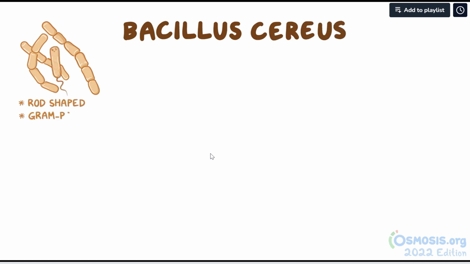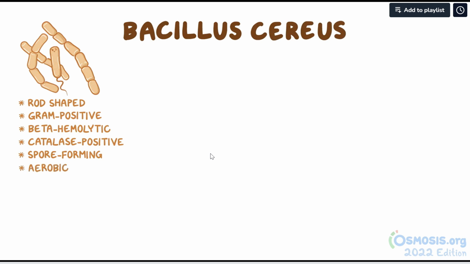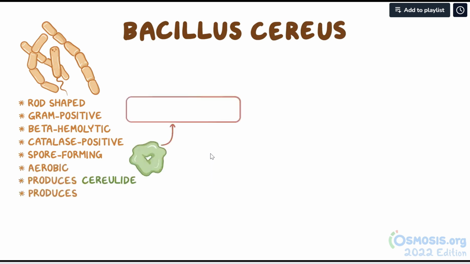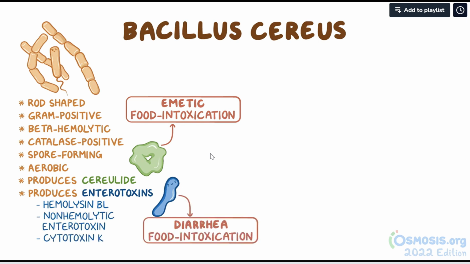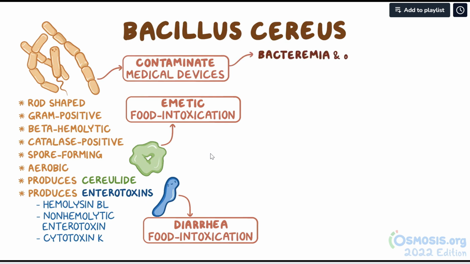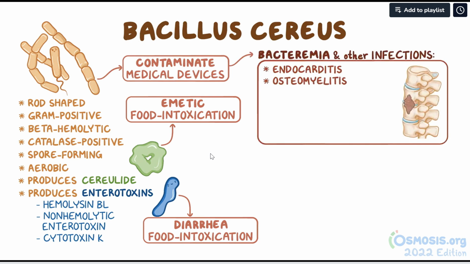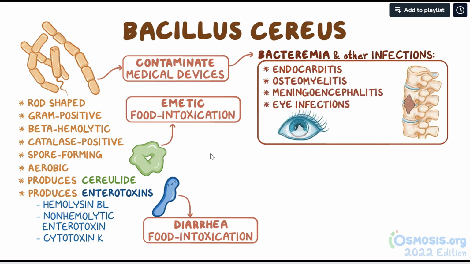Alright, as a quick recap. Bacillus cereus is a rod-shaped, gram-positive, beta-hemolytic, catalase-positive, spore-forming aerobic bacteria. It produces a toxin called cereulide, which causes the emetic form of food intoxication, and 3 enterotoxins, called hemolysin BL, non-hemolytic enterotoxin, and cytotoxin K, which cause the diarrhea form of food intoxication. Sometimes this bacteria can contaminate medical devices and cause bacteremia and a number of infections in immunocompromised people, like endocarditis, osteomyelitis, meningoencephalitis, and eye infections.